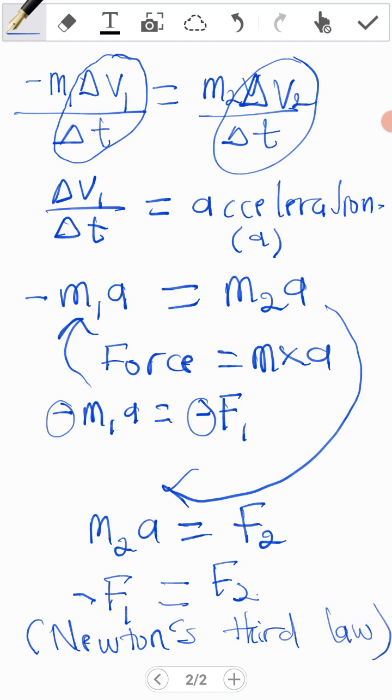It says, to every action, there is an equal and opposite reaction. So this equation shows that here there's a negative sign, here there's a positive sign, so they go both ways. That's basically what Newton's third law means.